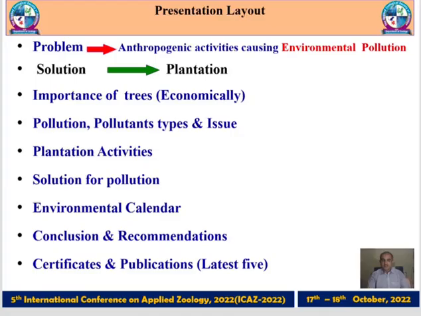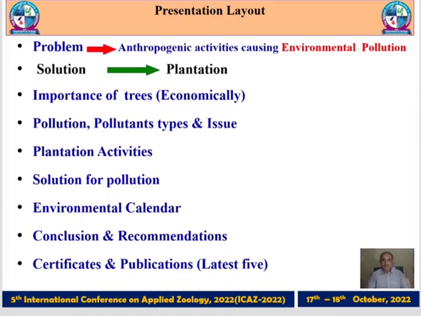So the presentation layout includes the problem, that is anthropogenic activities causing environmental pollution, and its solution, which is plantation, importance of trees economically, pollution, pollutant types and issues, plantation activities, solution for pollution, environmental calendar, conclusion and recommendations, and at the end I will show you some certificates and publications of 2022.